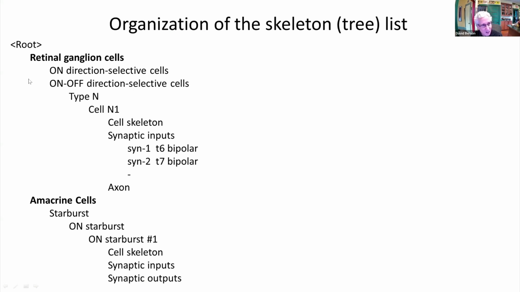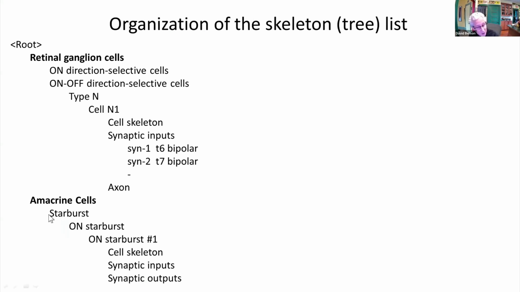I have retinal ganglion cells. There's 40 different types in the mouse. But here are 2 of the types. These are actually sort of classes because they're made up of 4 subtypes. Here's one subtype. Here's the first cell of that subtype. I have its skeleton, that's in one place. I have synaptic inputs from all these bipolar cells, which have been identified. Then I have a separate compartment, a separate part of the skeleton, which is just the axonal compartment.